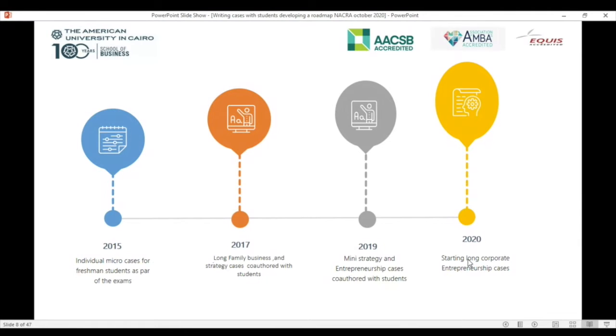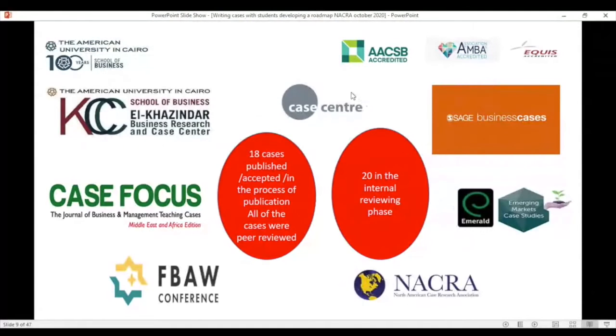Now we have 18 cases published or accepted or in the process of publication. All of the cases were peer-reviewed and in prominent journals. The first stage, we have a case clearing house within the AUC, which is called Khazendar Case Center. And we also publish within the case center. We have 3 family business cases. And within this week, we will have another 2 family business cases, long ones, within the case center.